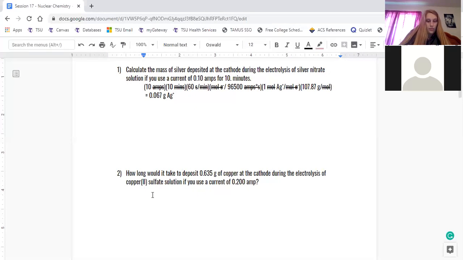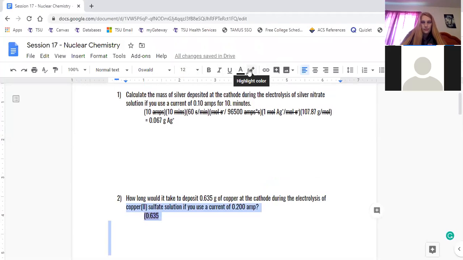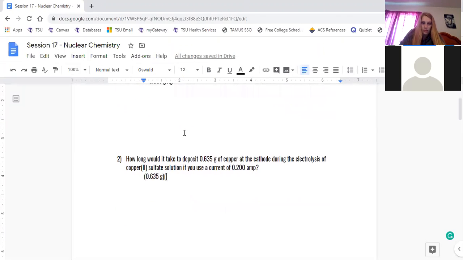So we have our 0.635 grams. Got some weird formatting going on here. Cool. Okay. And then we know we also, okay, so we can go ahead and put our copper into moles. We'll put our unit here since we're starting out and we don't know what that is technically.